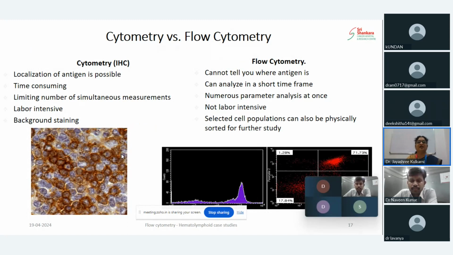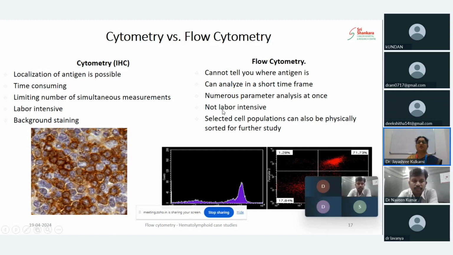One thing I would like to say is why I prefer flow cytometry over immunohistochemistry. In IHC, the localization of the antigen is better. You can say that it is a nuclear or a cytoplasmic stain. However, it is much more time consuming, labor intensive, and your background staining is much more.